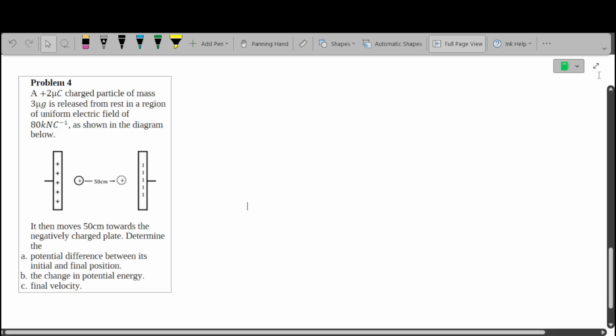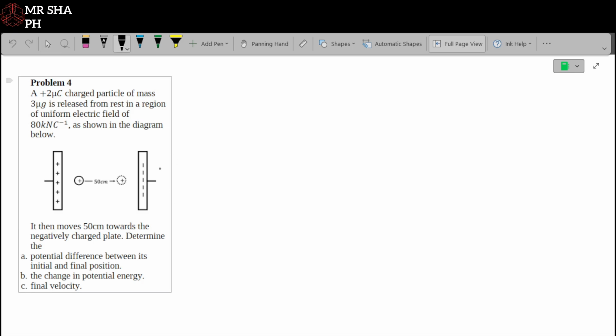Okay, moving on to problem 4. A 2 microcoulomb charged particle of mass 3 microgram is released from rest in a region of uniform electric field of 80 kilonewton per coulomb, as shown in the diagram. It then moves 50 centimeters towards the negatively charged plate. Determine the potential difference between its initial and final position.